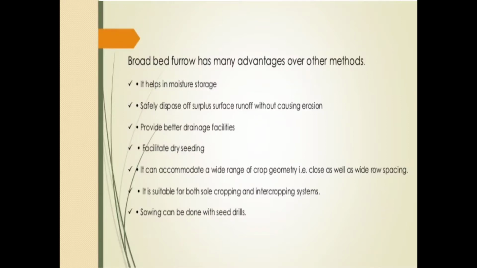Then it can accommodate a wide range of crop geometry, that is close as well as wide row spacing. That means all types of crops can be sown in this broadbed and furrow, those crops having close spacing as well as wide row spacing. Then it is suitable for both sole cropping as well as the intercropping system.